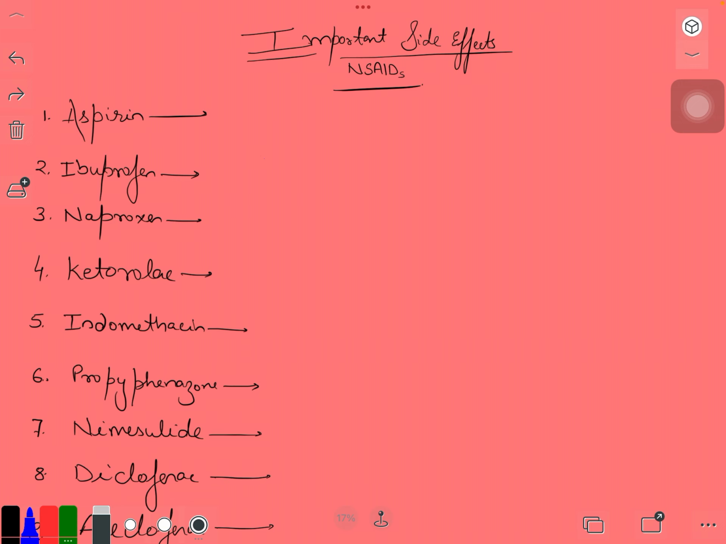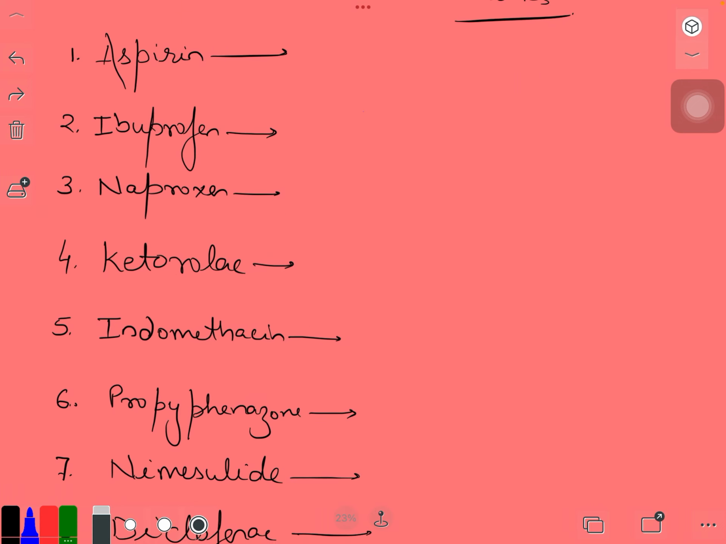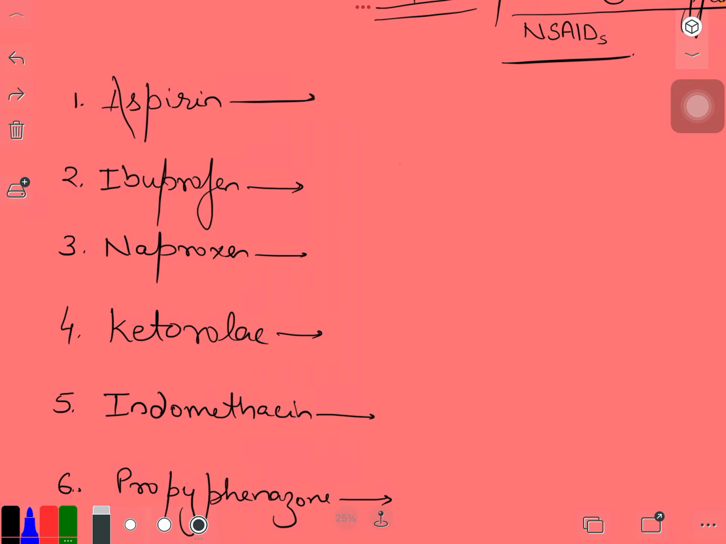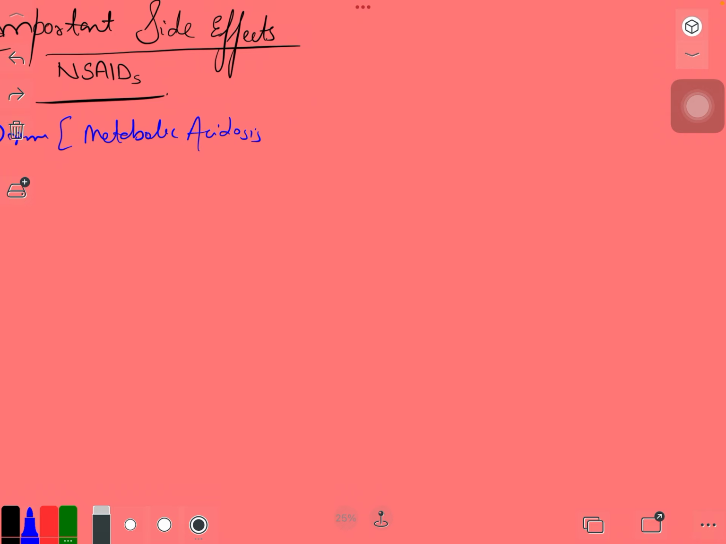Right, after talking about the important side effects of the NSAIDs, we will focus on all of these drugs individually. So let's start with aspirin. Aspirin causes Reye's syndrome, which is the swelling of the liver. Particularly children and the adolescent age group are much more prone to this disease, particularly after a viral infection. In this, there will be right upper quadrant pain along with metabolic acidosis and tinnitus.